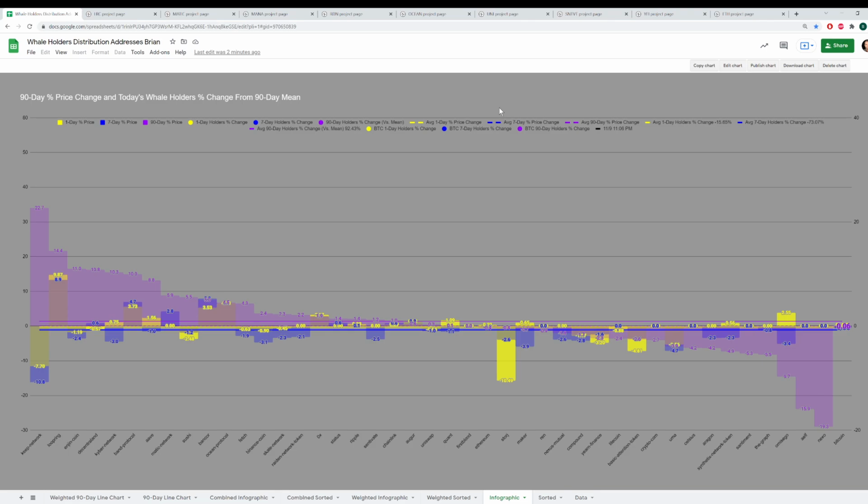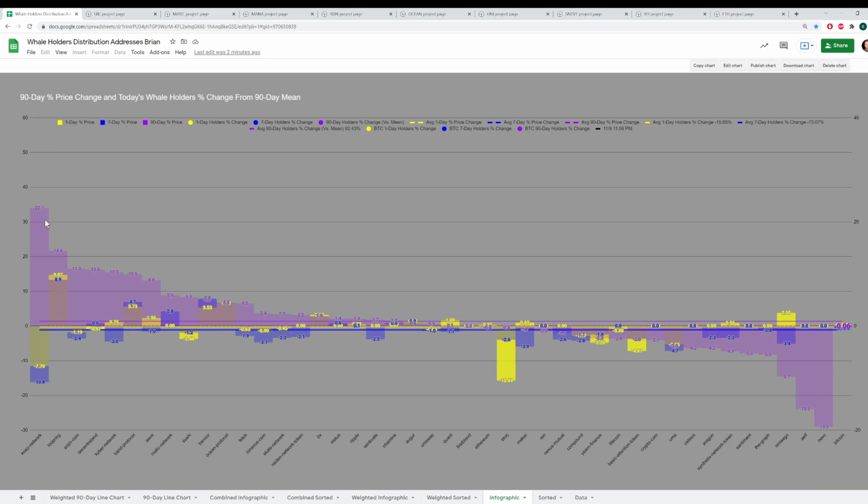And what we're starting off looking at is our whale holders distribution addresses model, which takes the last 1 day percent change, 7 day percent change, and 90-day percent change of the amount of addresses that are deemed whales over time. So obviously 3 different time frames: short term, semi-short term, and then long term with the 90 days. I guess you could call that even more midterm if you're looking at like 1 year plus as long term.